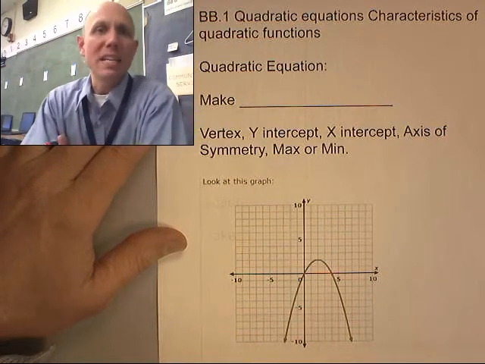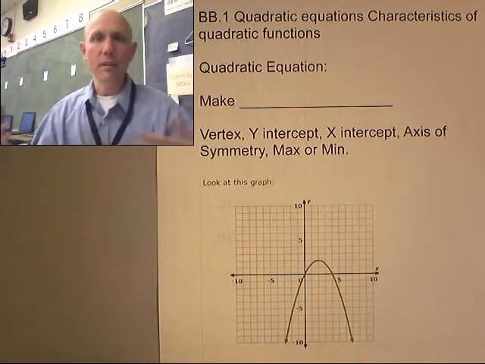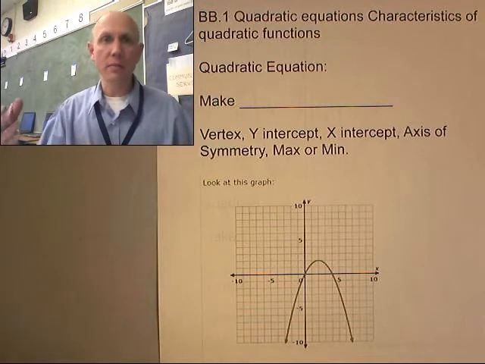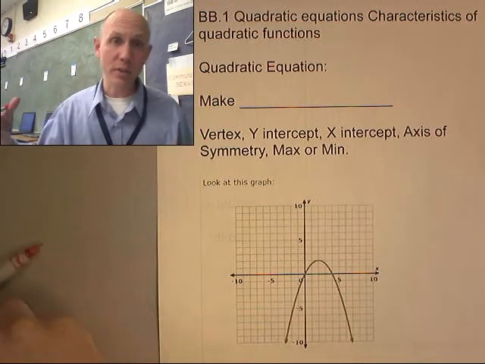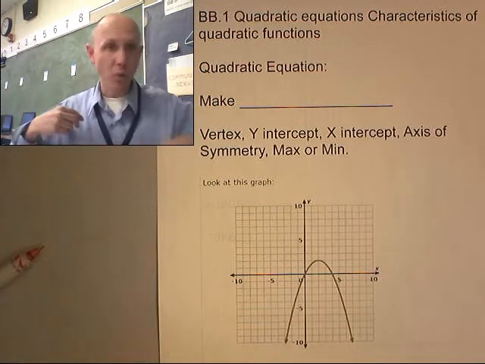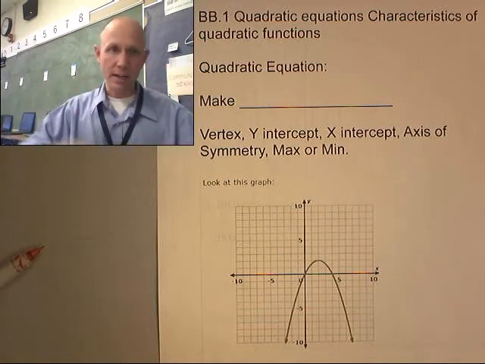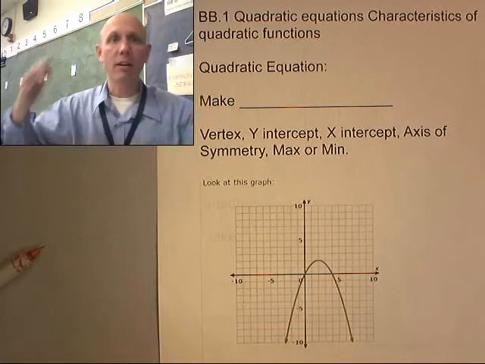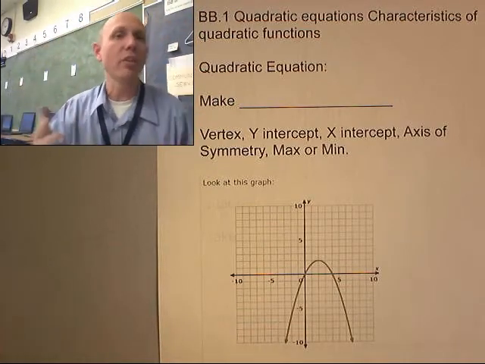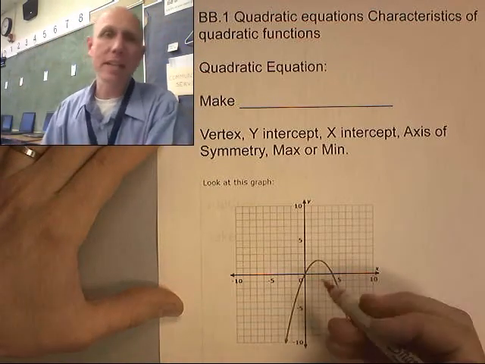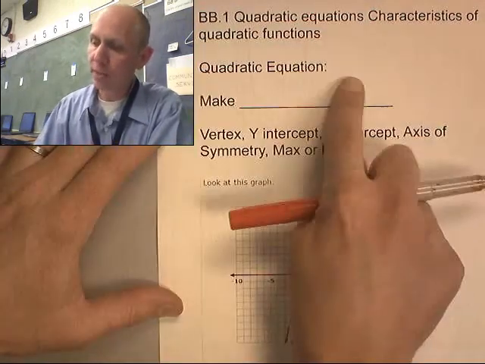Now, what does it mean, characteristics? Well, we can do characteristics of me. What are some of my characteristics? Let's see, I'm wearing a blue shirt. I have a lanyard around my neck. I don't have a lot of hair. I have blue eyes. Those are characteristics. So we're going to be looking at the characteristics of quadratics.